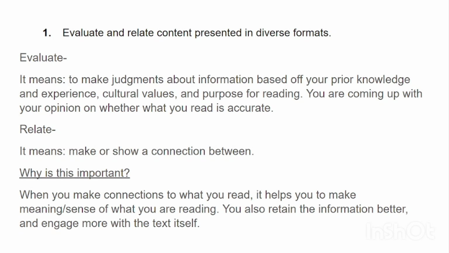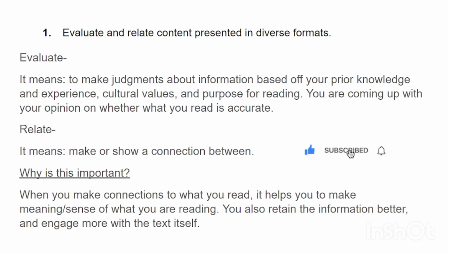What does it mean to evaluate and relate content presented in diverse formats? Clearly, evaluate means to make judgments about information based off your prior knowledge and experience, cultural values, and purpose for reading. So, in other words, you are coming up with your opinion on whether what you read is accurate. So, that's what evaluating means. You are making judgments and coming up with your own opinion of whether or not what you're reading is accurate.